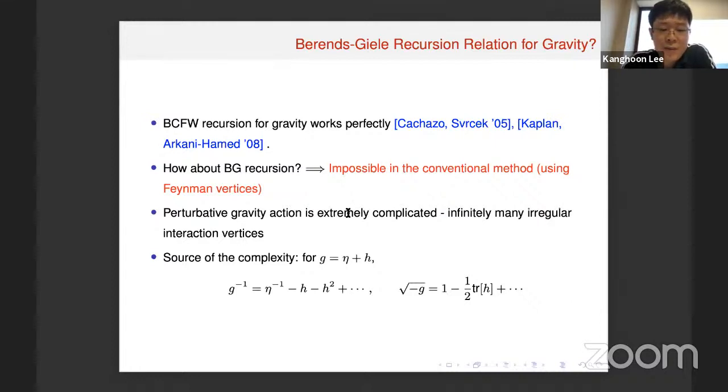But it's worth checking what the source of this complexity for gravity is. If we do this linearized perturbation, then the inverse metric and the square root of the determinant of G give us an infinite order of expansion. So that's the main source of this complexity, or complicated expansion.